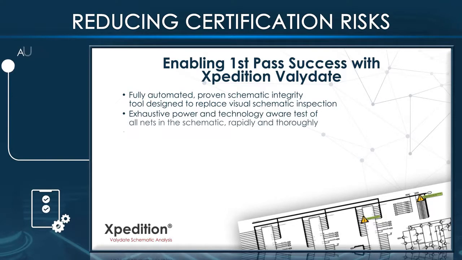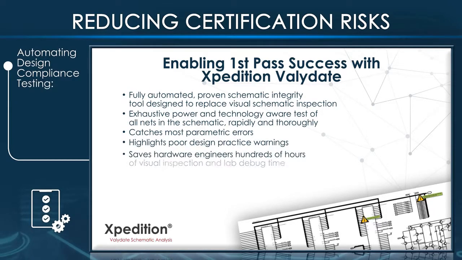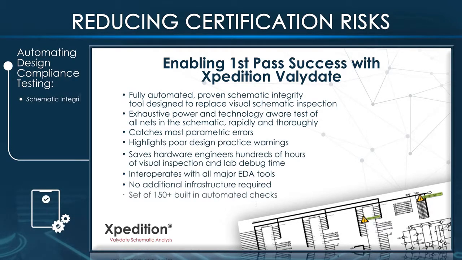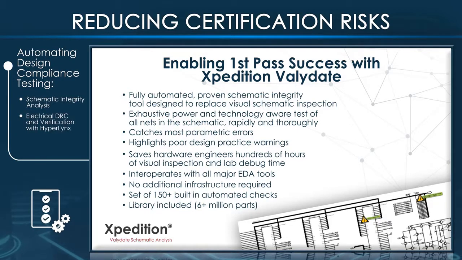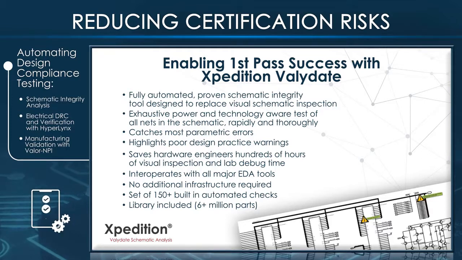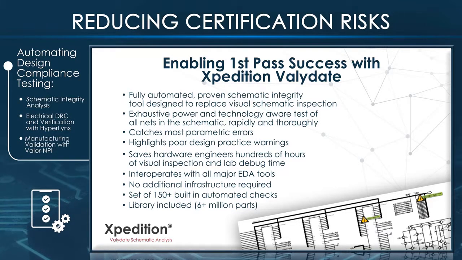The first way we're going to do that today is with a tool from Mentor called Expedition Validate, a fully automated, proven schematic integrity tool that's designed to replace visual inspection of your schematics. It's got 150 plus built-in automatic checks. It's got a library of 6 million plus parts. It'll catch most parametric errors in your design. It'll save your hardware engineers hundreds of hours of visual inspection and lab debug time.